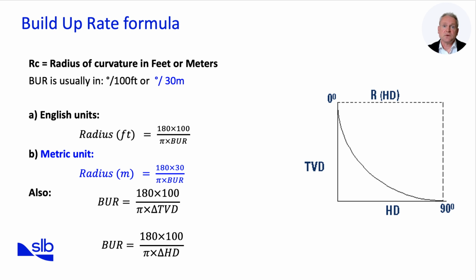The build-up rate formula is one of the most frequently applied equations in directional drilling. It allows us to determine the inclination change per unit of length drilled. Once we know the BUR, we can calculate the end of build position for the well path. The end of build TVD is equal to the kickoff point TVD plus the delta TVD calculated from curvature equations.